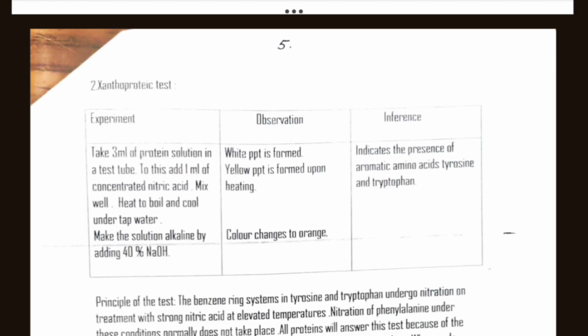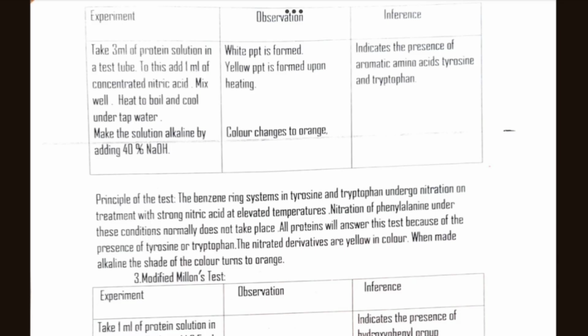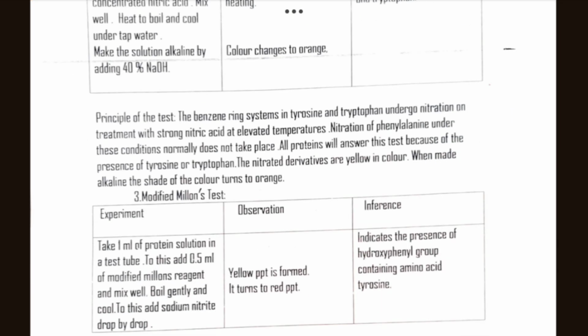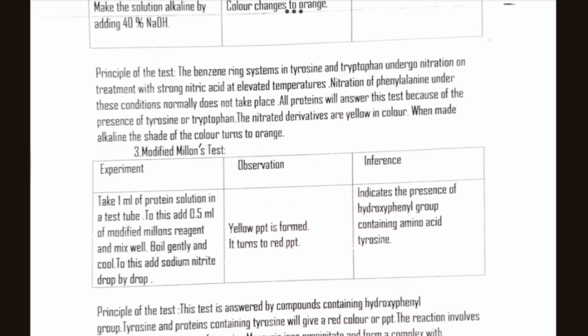What's the principle of the test? The benzene ring system in tyrosine and tryptophan undergoes nitration on treatment with strong nitric acid at elevated temperatures. Nitration of phenylalanine under these conditions normally does not take place. All proteins will answer this test because of the presence of tyrosine or tryptophan. The nitrated derivatives are yellow in color.